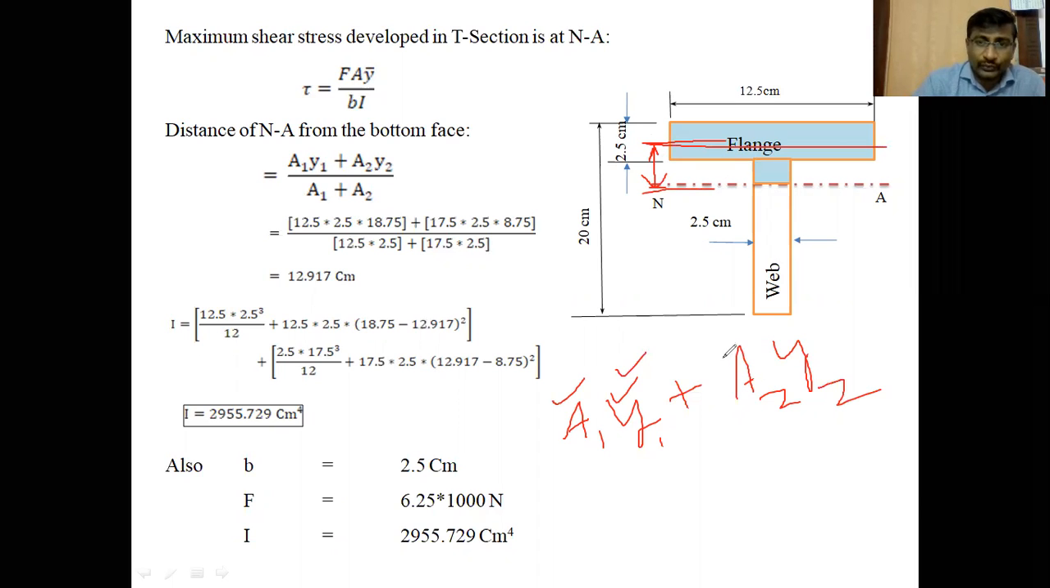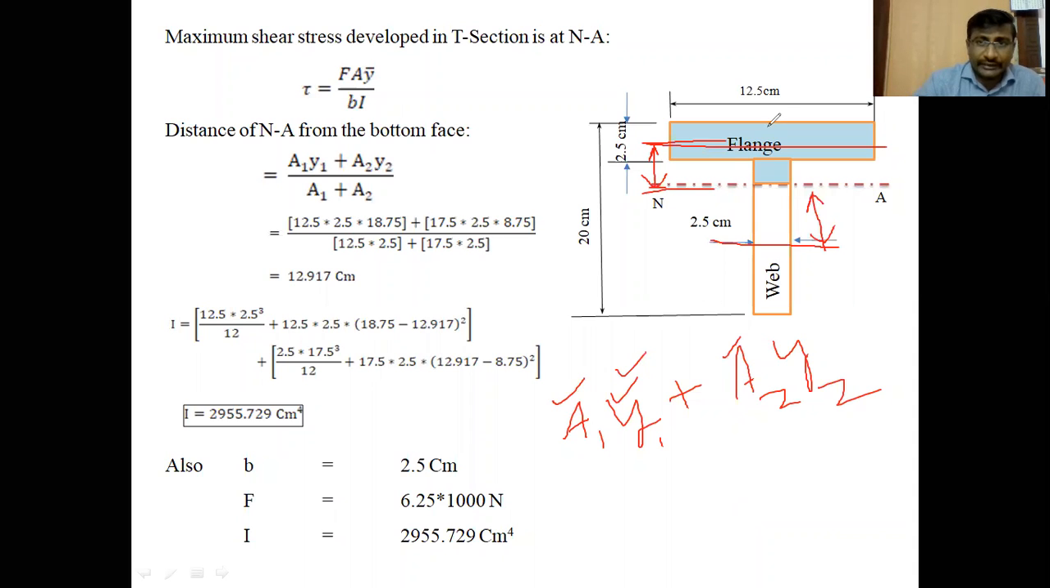Okay, A2 means the area of the web, and Y2 is the distance of CG of the web from the neutral axis. This is the Y2. Always we take from the neutral axis in this formula. Then only we can get the AY bar about the neutral axis.